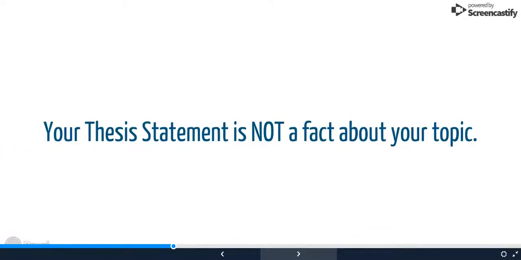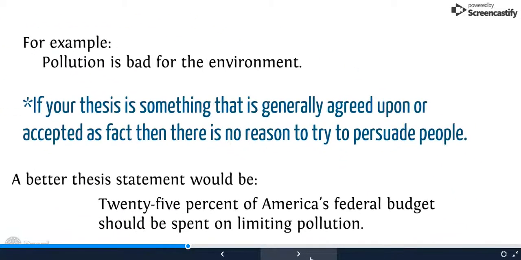Your thesis statement is not a fact about your topic. Make that note real quick. For example, pollution is bad for the environment. If your thesis statement is something that is generally agreed upon or accepted as a fact, then there is no reason to try to persuade people. A better thesis statement would be 25% of America's federal budget should be spent on limiting pollution.